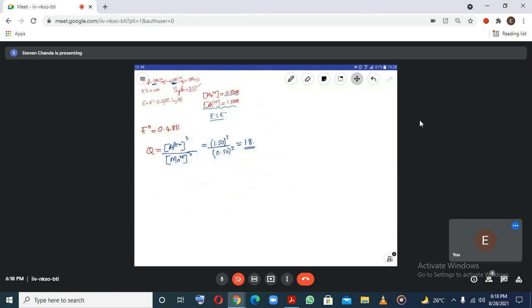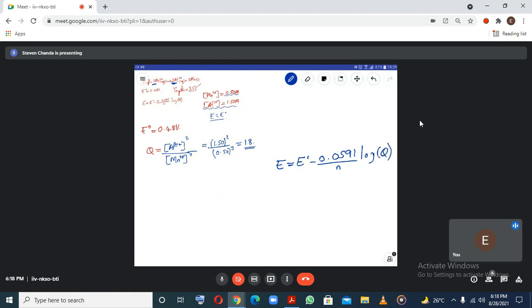What else do we need? We now have to calculate our n. We have to find how many electrons were transferred, because for us to use this equation, the simplified one, we know that the reaction is occurring at a temperature of 25 degrees. So we found our reaction quotient, which is the Q there. Now we want to find the n.